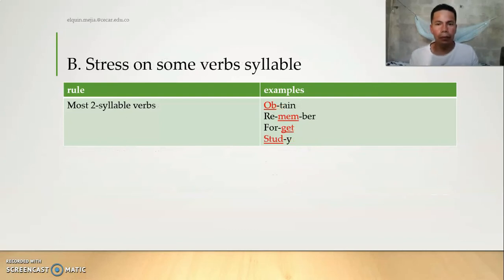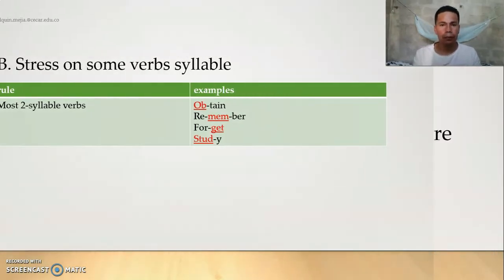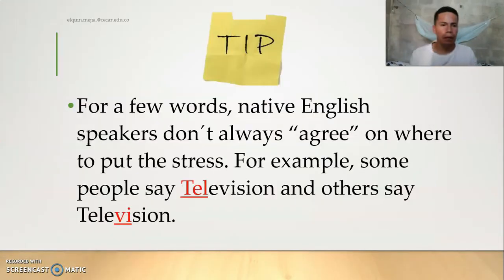Stress on some verb syllable. Again. Obtain, remember, forget, study. Okay, any question, please? Tip: for a few words, native English speakers don't always agree on where to put the stress. For example, some people say television and others say television. Okay? Look at the difference between them, among other words.